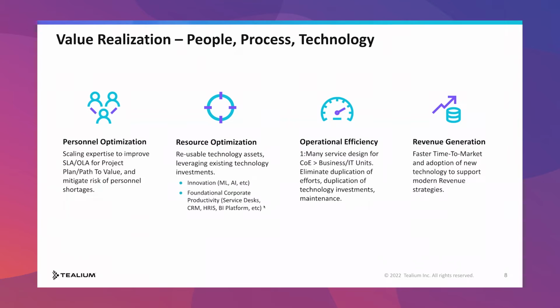Personnel optimization, resource optimization, operational efficiencies gained, and revenue generation from new use cases are going to be the 4 key outputs, the 4 goals that you'll go with your DCOE. Every approach and every offering you give to your enterprise will fall under one or more of these buckets. And that will guide the ability of the COE to scale throughout the enterprise.